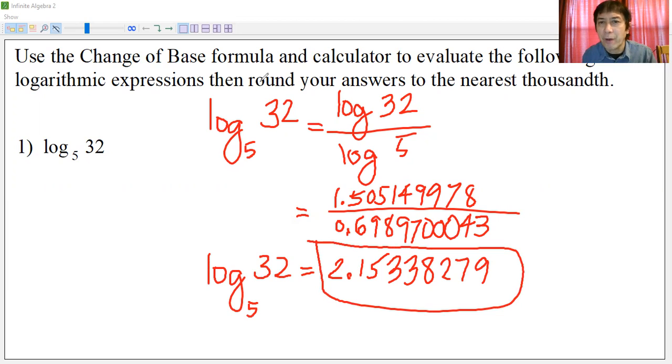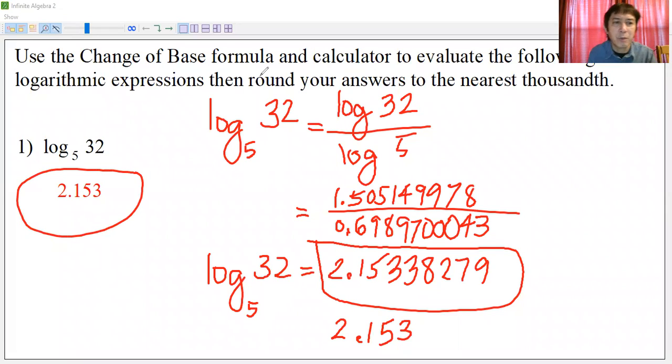Okay, it says here, round your answers to the nearest thousandth. So it will be 3 numbers to the right of the decimal point. So this will be 2.153. And so we can verify the answer from our database there. Over here, below the given, you can see the computer's answer at 2.153. This must be the right answer. Let's proceed to the second number.